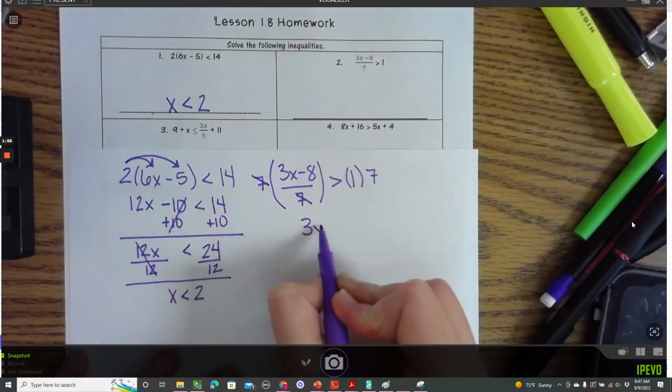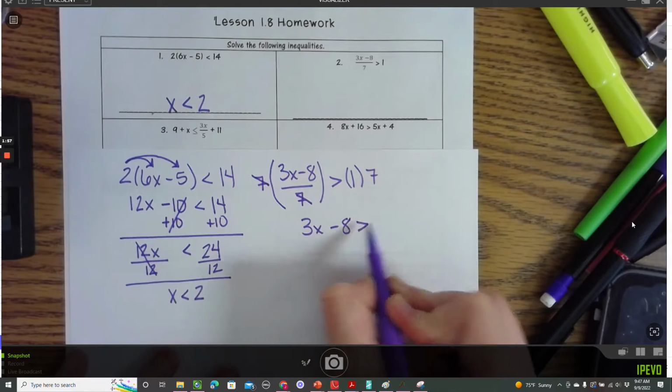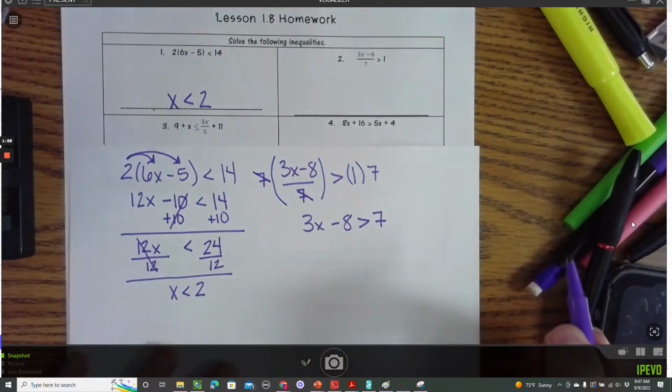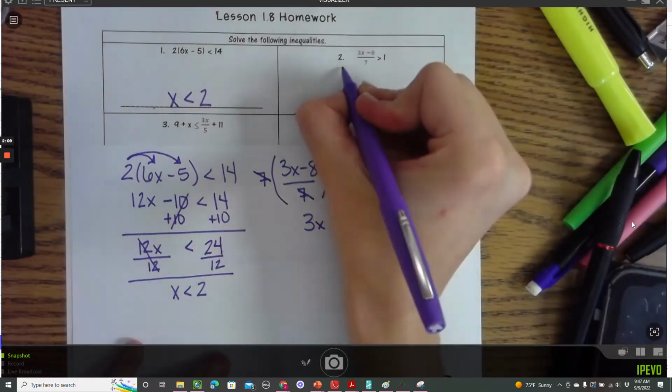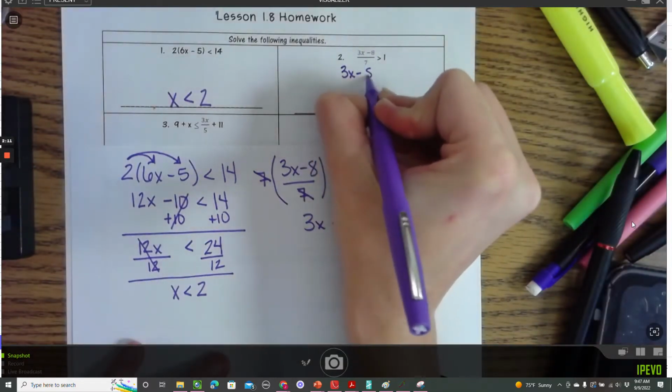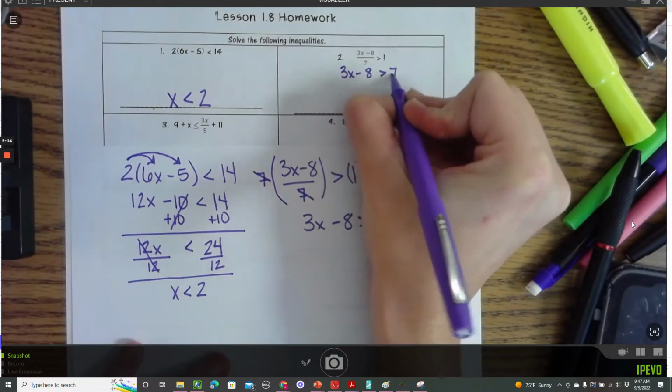So you're left with 3x minus 8 is greater than 7. That at least gets you to a two-stepper, but there's not another one like that on here. So I'll write that here so y'all can see it later.